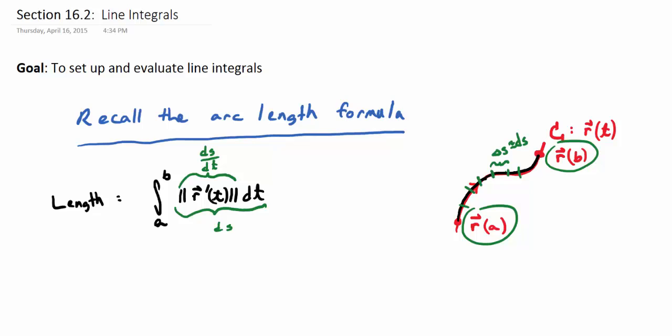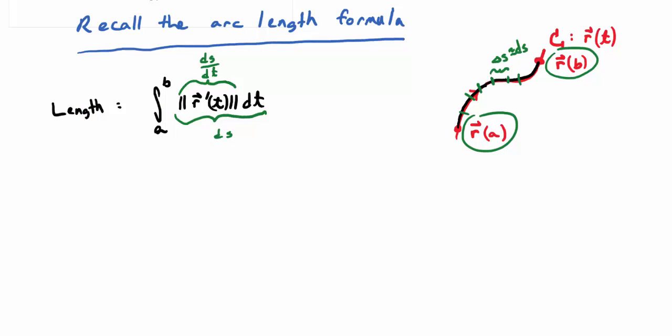All right, now, what are we going to do then in this section? We're going to think of the ds part as the differential in our integral. And we could rewrite this using a new notation. The new notation would be the integral over c, the curve c, of ds.